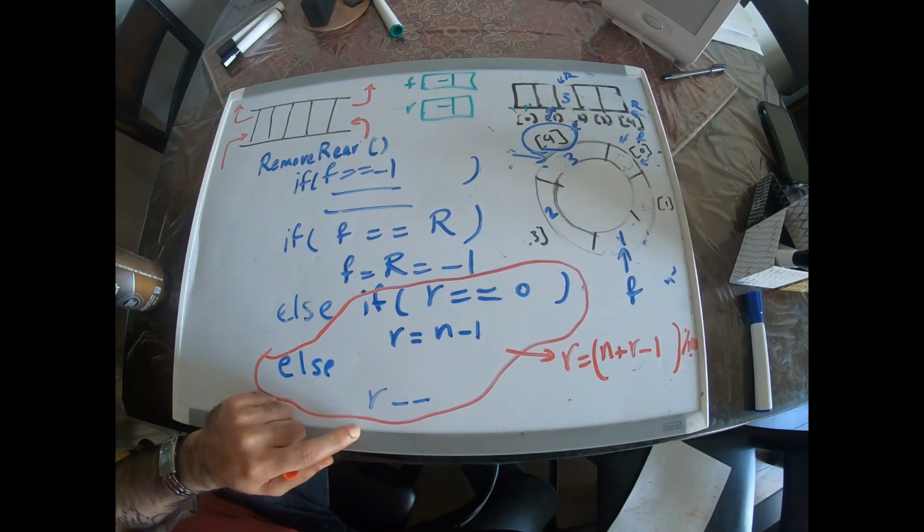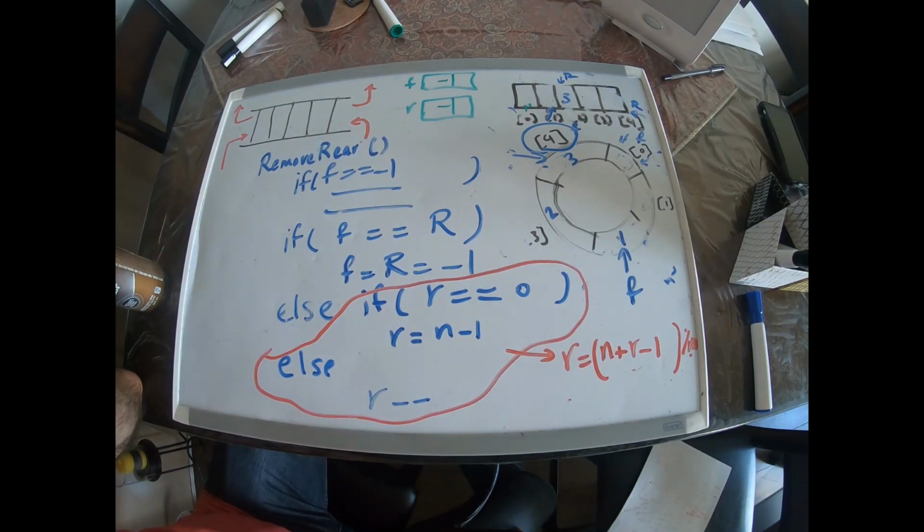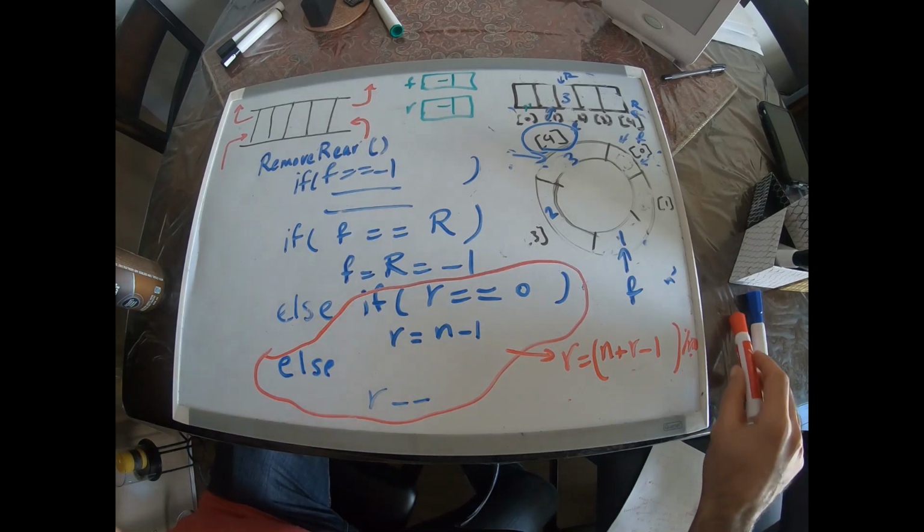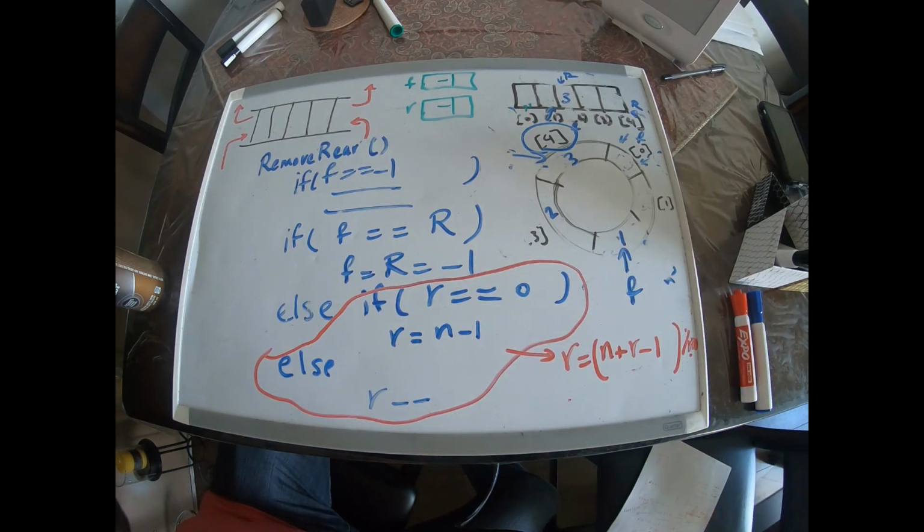Okay, so this is how we can implement these 4 operations: inserting from the front, inserting from the rear, removing from the front, removing from the rear, using a circular array. Now, in the next video, I'm going to show you how to implement the deck using a linked list. Okay.